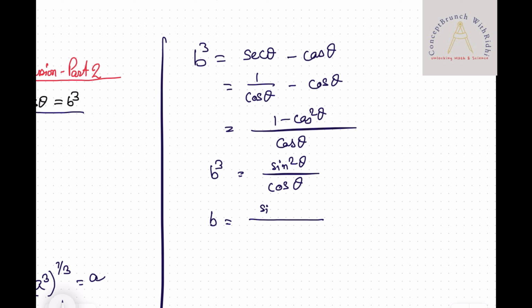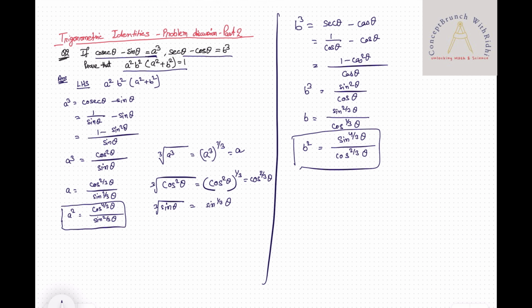So b, in the same way, what can we write? Sine 2 by 3 theta, and here we can write cos 1 by 3 theta. So the b square value will be what? It will be sine to the power 4 by 3 theta and cos 2 by 3 theta. So in the last, we have to find out the LHS part.